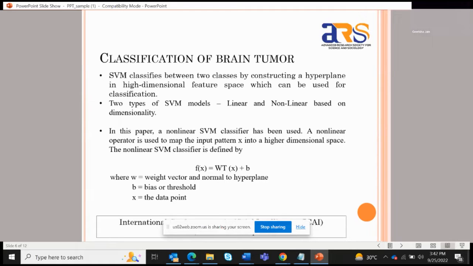Now, depending upon the complexity of the MRI scanned images, there are basically two types of SVM. One is linear and the other is non-linear. In linear SVM, a straight line or hyperplane is used to distinguish between two classes. But if we look at real life images, such as the ones we used in this paper for brain tumor detection, it does not happen that the entire data set is categorized by one hyperplane. That is a hypothetical situation which does not happen practically in real life. Hence, we have used the non-linear SVM classifier to map the input pattern X into a higher dimensional space. The non-linear SVM classifier is defined by the equation as shown in the slide, and based on this methodology, the brain tumor is classified.